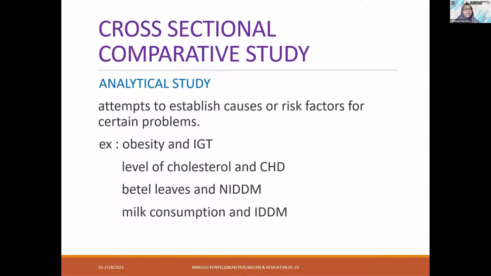In the cross-sectional, we can also do a cross-sectional comparative study, where we can put an analytical study inside the cross-sectional study design just now. And here we attempt to establish cause or risk factors for certain problems. We mean that we want to look at the relation between obesity and impaired glucose tolerance, for example, level of cholesterol with cardiovascular disease, for example, and so on.